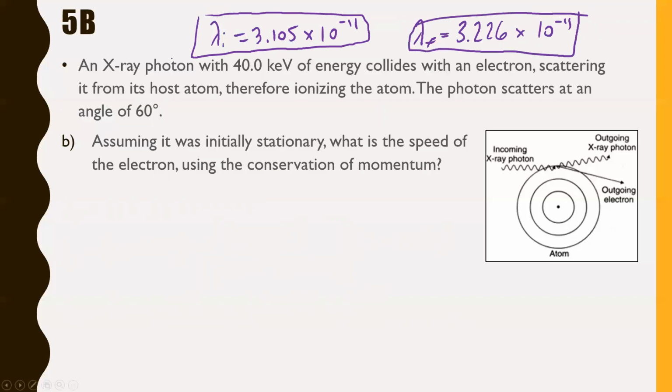Anyway, an X-ray photon, blah, blah, I'm not going to read that again. Assuming it was initially stationary, what is the speed of the electron using the conservation of momentum? So really we should be talking about the final speed. Obviously, if it was initially stationary, the initial speed was 0, but what's the final speed of the electron using the idea of the conservation of momentum? This one's a very tough one. We never did one like this in one of the lessons, but I'm sure you can figure it out by using the formula in your formula sheet.